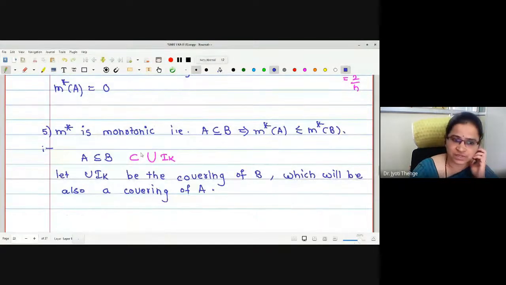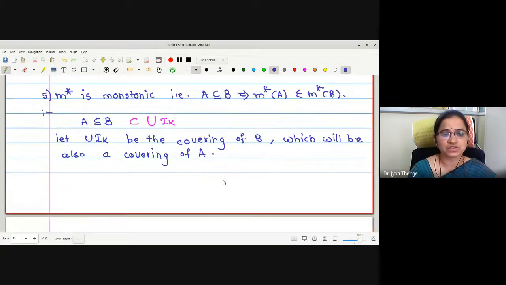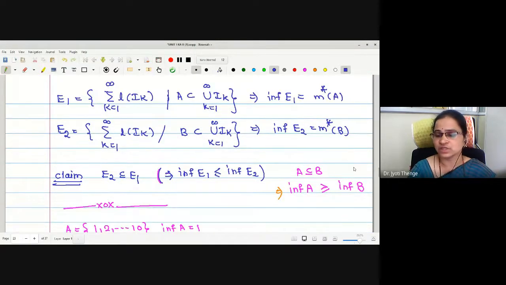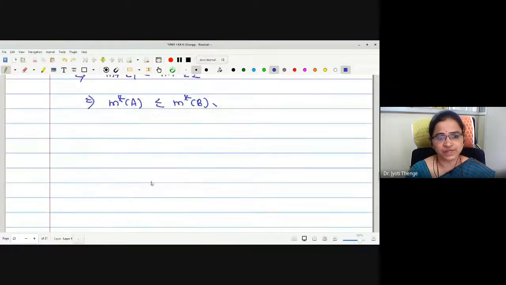The fifth property we have seen is that n star is monotonic. What is the meaning of monotonic? If we have two sets A contained in B, then the outer measures of the corresponding sets have a less-than-or-equal relation. That is, n star of A is less than or equal to n star of B. To prove this, we defined two different sets where the infimum of each set gives us the corresponding outer measure. Using the result that if A is contained in B, then infimum of A is greater than or equal to infimum of B, we proved the result. In order to prove infimum of E1 is less than or equal to infimum of E2, we proved that E2 is contained in E1. Systematically, we have seen the proof of this.